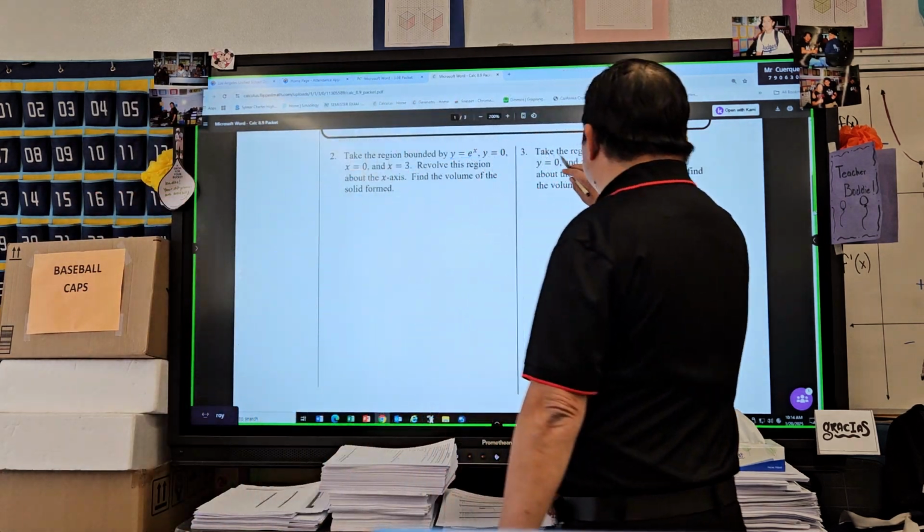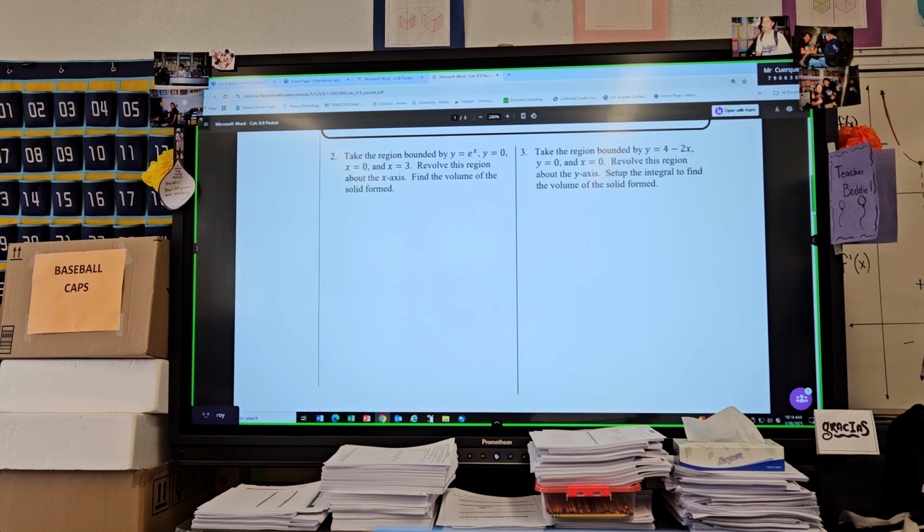So let's do this problem. Sam, can you read the problem for me, please? Take the region bounded by y equals 4 minus 2x, y equals 0, and x equals 0. Revolve this region about the y-axis. Set up the integral to find the volume of the solid formed.